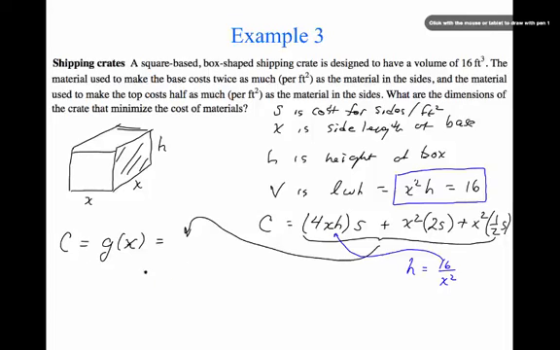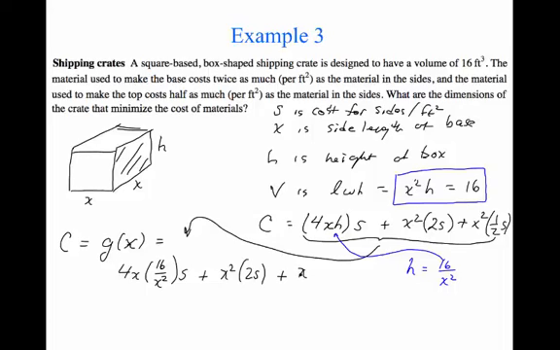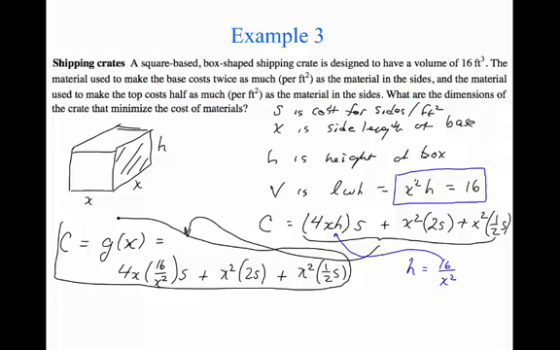So as you're packing up, I will do that. 4X times 16 over X squared, S. So here is the cost function. Critical values, endpoints, find the minimum cost.